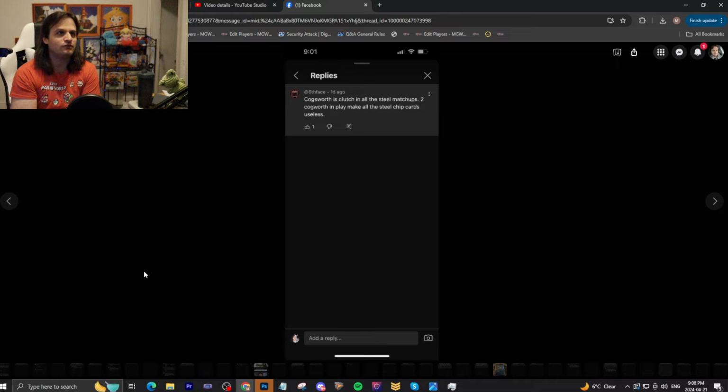Six face: Cogsworth is clutch in all the steel matchups. 2 Cogsworth in play make all the steel chip cards useless. Yeah, that's true. That's fine. In the deck how cheap is it I did the other day, I was mentioning Cogsworth. I'm not a big fan of the card, but if you do have a problem with steel, Cogsworth does make your life easier. That is true. I don't have a big problem with steel, but that's not all people, right?